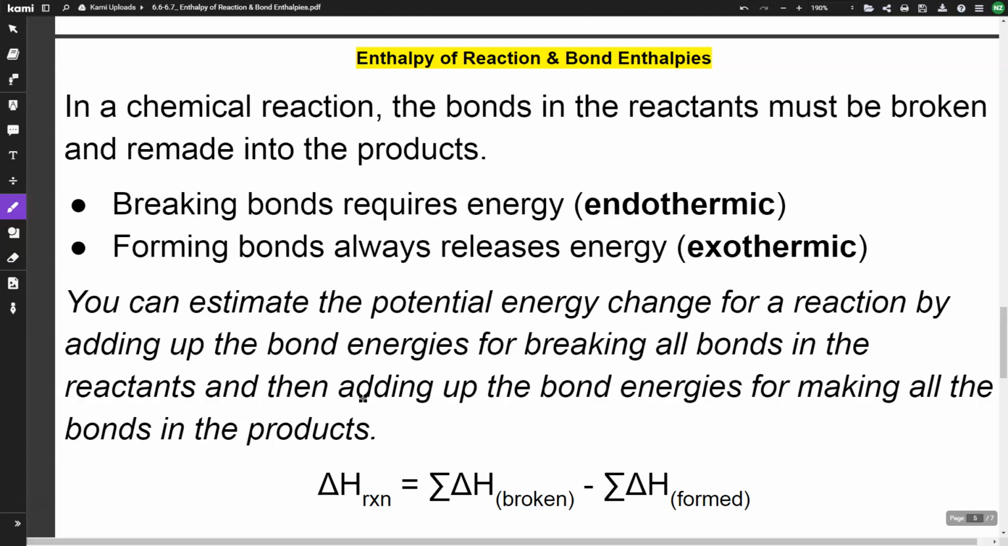And then basically what I just said is summed up in this little equation down at the bottom. So delta H equals the sum of all of the broken delta H values minus the sum of the delta H values for all of the formed bonds.